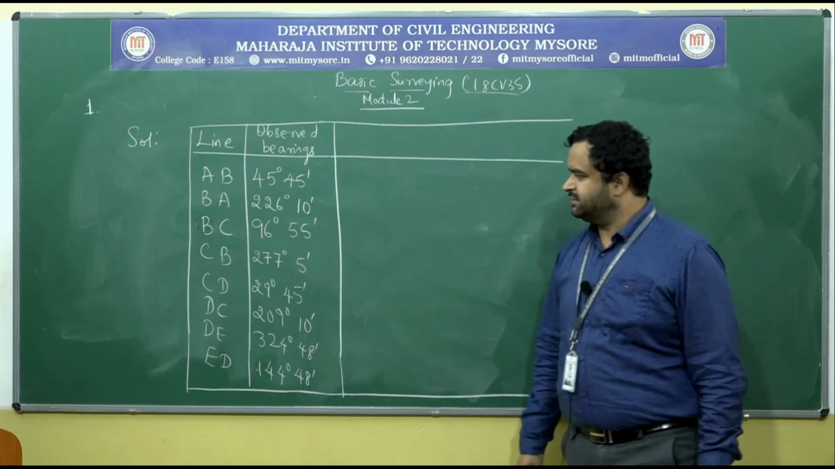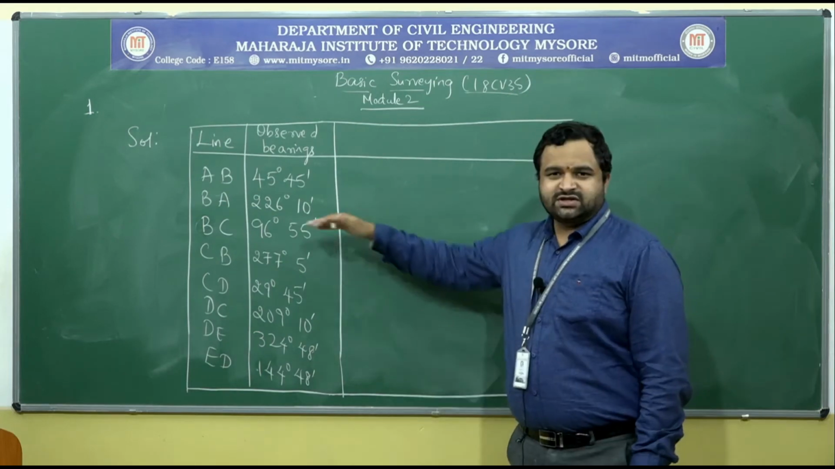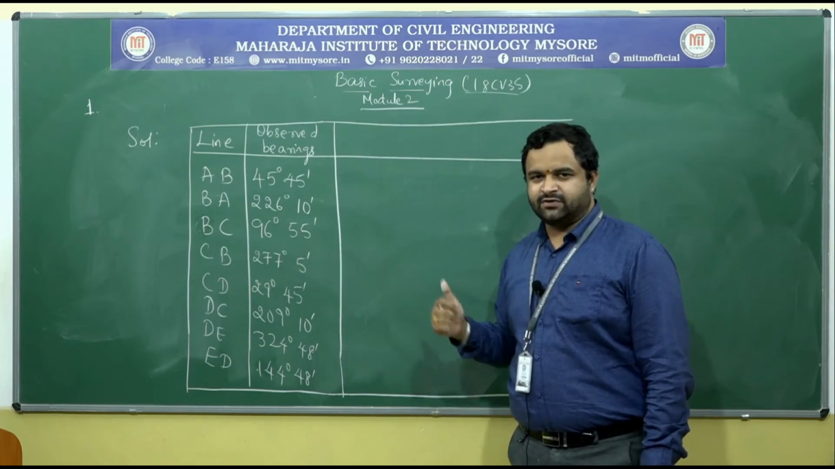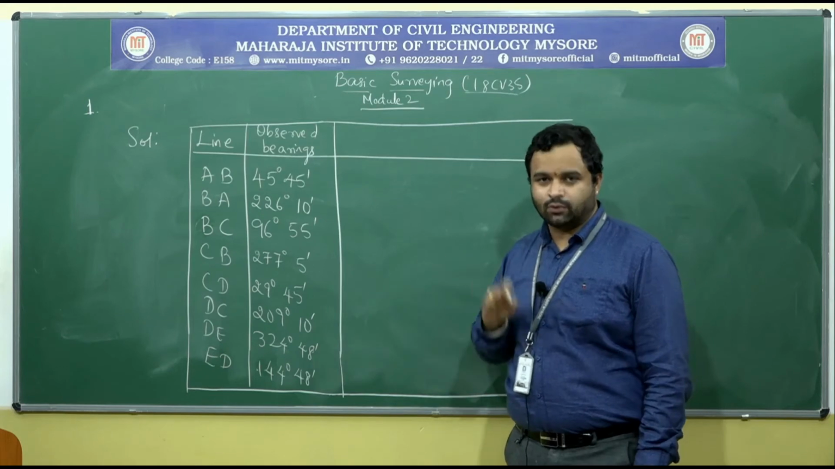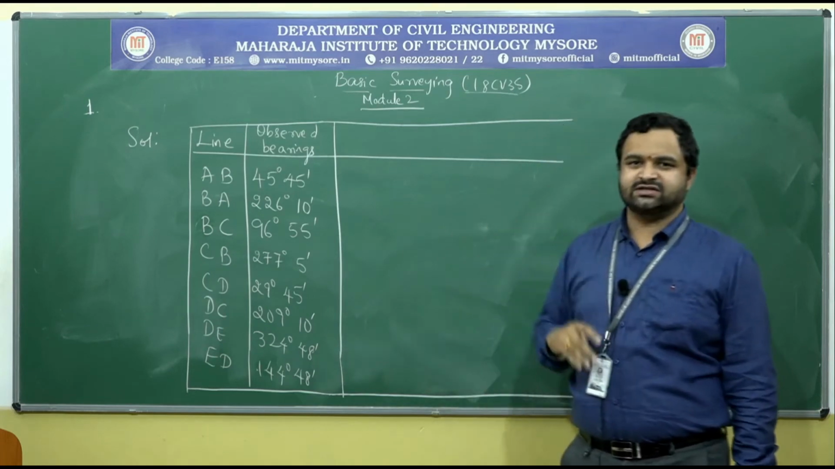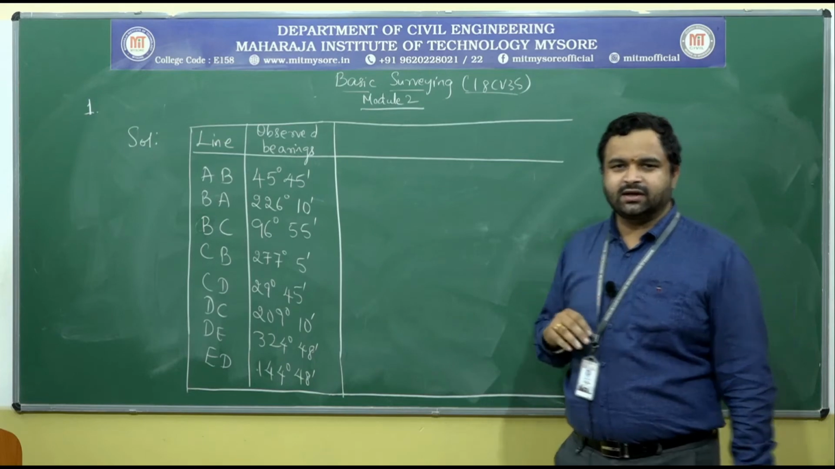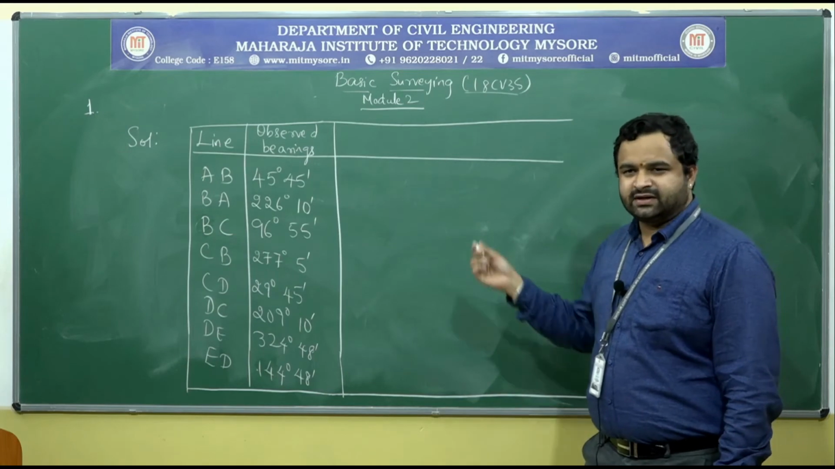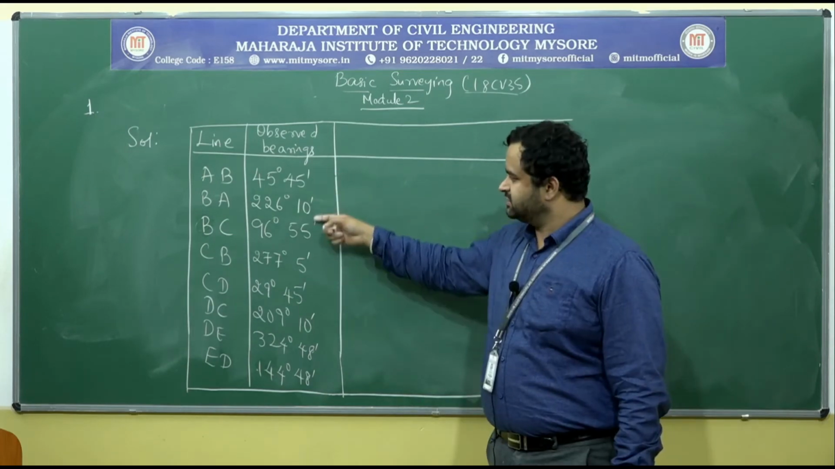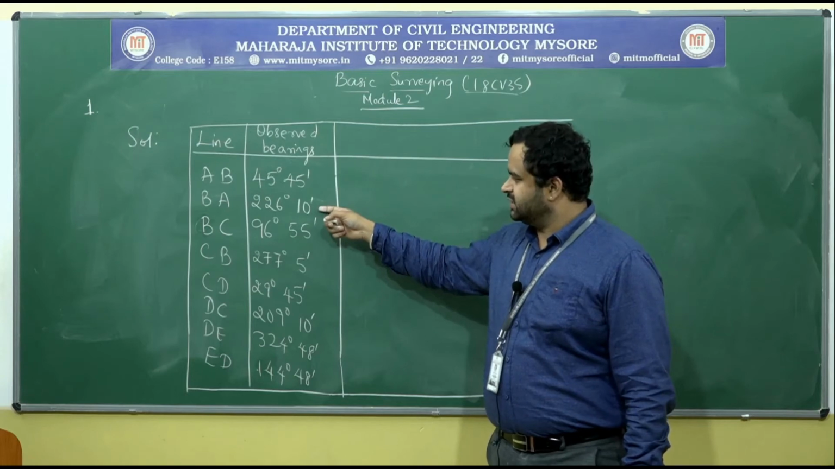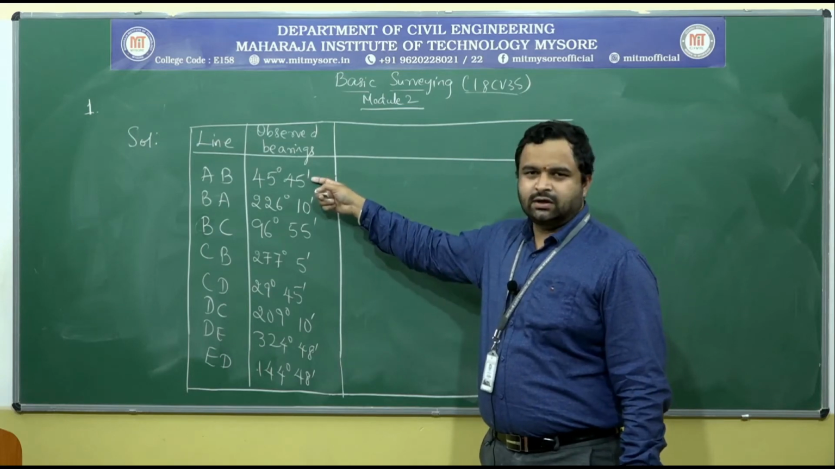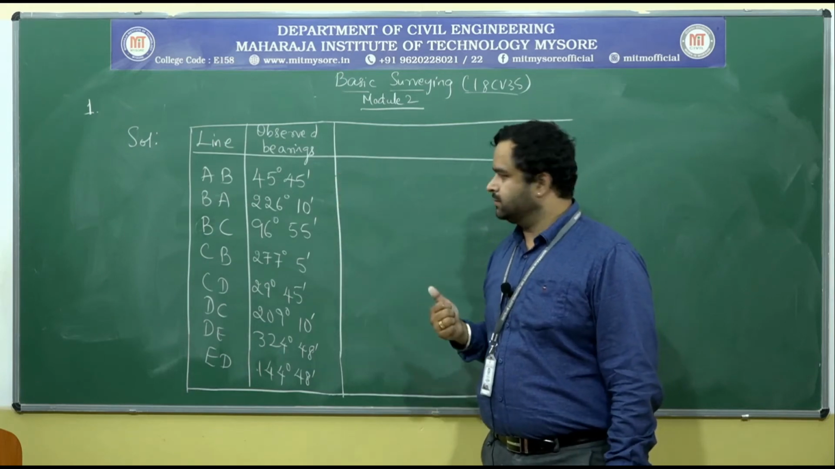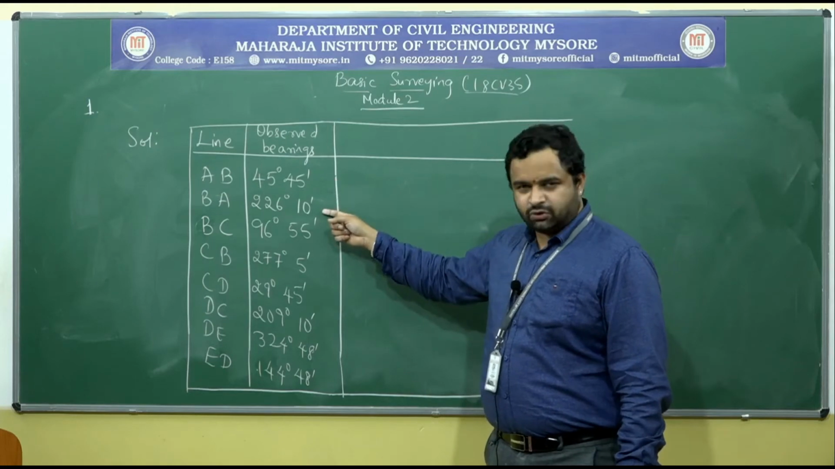What is the next step? See, by inspection find in which station the difference between the two bearings is exactly equal to 180. In the first step we should identify which station is free from local attraction, and by taking that station as reference we should keep on correcting the other bearings. Now if you take the difference between the bearings one by one, between these two you will get 226 degrees 10 minutes minus 45 degrees 45 minutes, and this is not exactly equal to 180. You can use your calculator and get the answer.